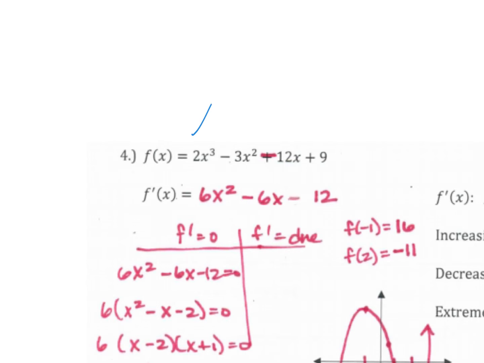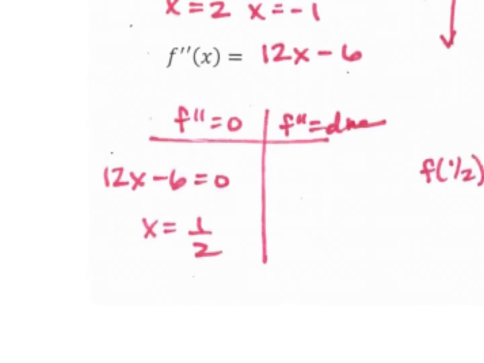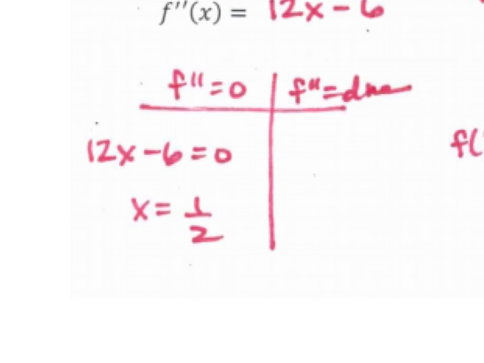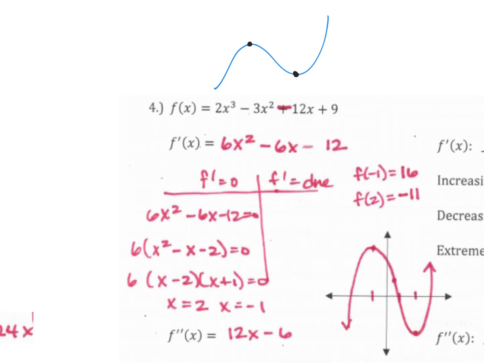Now this function is a positive cubed, so we just found the x values for that max and min there. We can then find the second derivative. This is going to help us find the inflection point. So the second derivative, set that equal to 0. We get x equals 1/2. So what I've just found are max and min x values. So this would be -1 something, and then this would be 2 something. And then we found the inflection point, and that's 1/2 something.